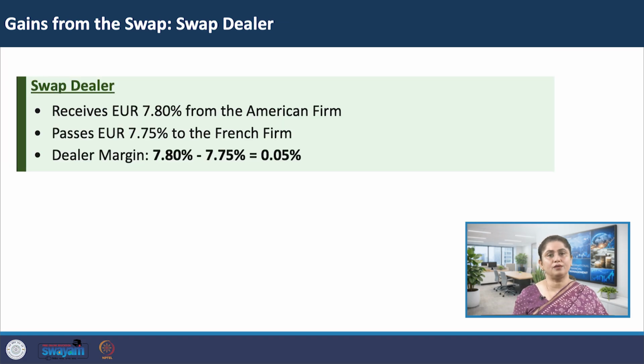The swap dealer calculation is the simplest of the three and the most elegant from a business model perspective. It receives euro 7.80% from the American firm, passes euro 7.75% to the French firm, and the dealer margin is 7.80% minus 7.75%, which is equal to 0.05%. 5 basis points. That's it. The dealer doesn't take any currency risk and doesn't bet on exchange rate movements. It simply sits in the middle, connects the two parties, and earns a spread on the euro flows.